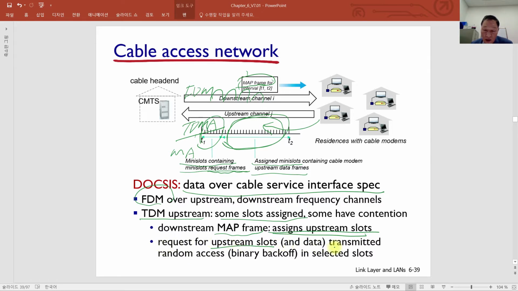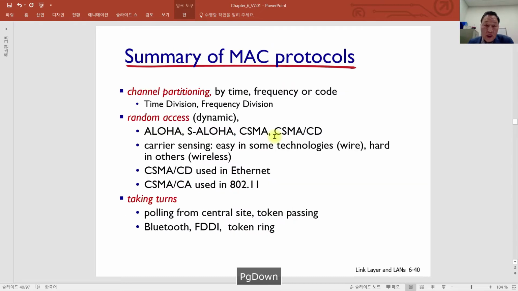Request for upstream slots is transmitted by random access in selected slots. Thus, to request this, before that, using these mini slots, that will be requested. Thus, this one is the mini slot request frame. And many households are contending, thus there may be some collision. Then if the collision is inferred from not being assigned later, then it does binary backoff. Thus, this one is using FDMA and TDMA and multiplexing schemes, and those are all integrated in this single DOCSIS specification.